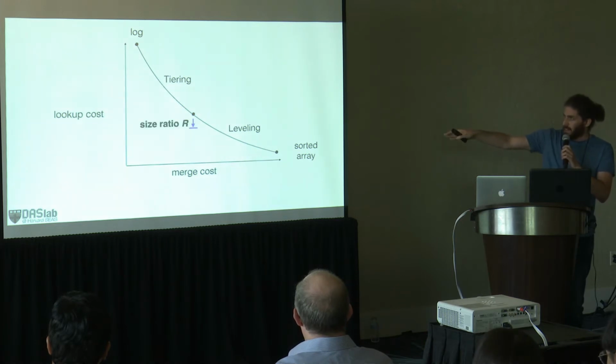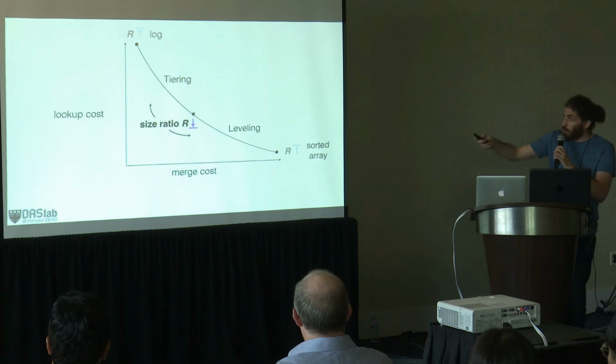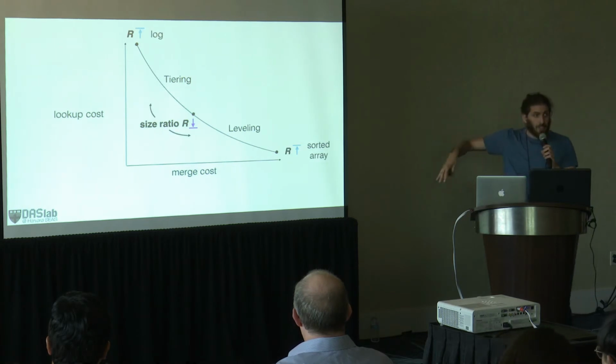In the middle, between tiering and leveling, we have the case where the size ratio is very low, so their behavior converges. And then in general, from that point, we can increase the size ratio under either leveling or tiering to navigate this trade-off continuum.